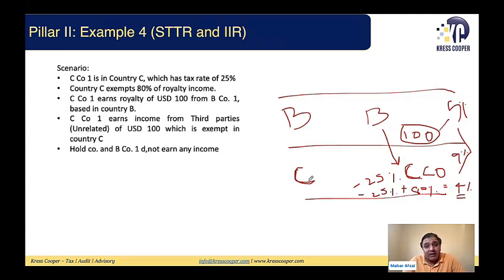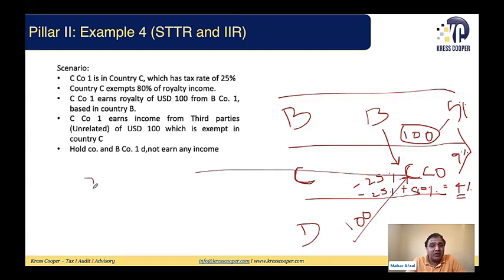Now they are asking, is this CICO earning any other income from any other jurisdiction? Assuming this is jurisdiction D, they are earning 100 from this jurisdiction as well. So how much is the total income of CICO? CICO total income is 200. How much tax has CICO paid? CICO will pay tax 9 plus 25% of 100, which should be 34.